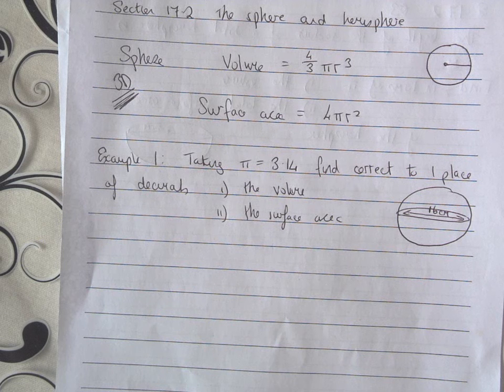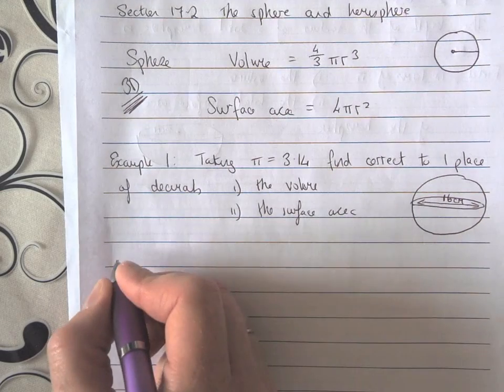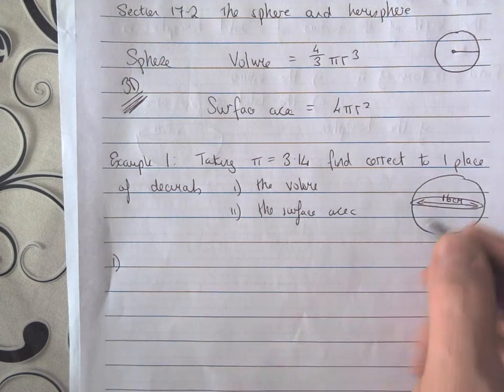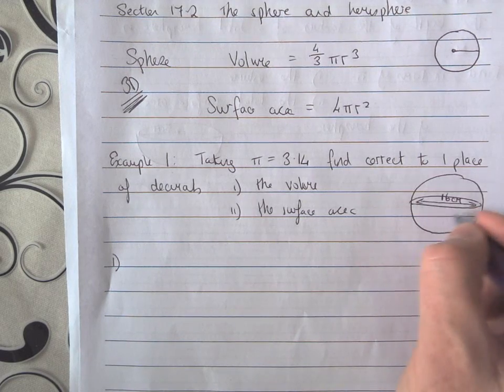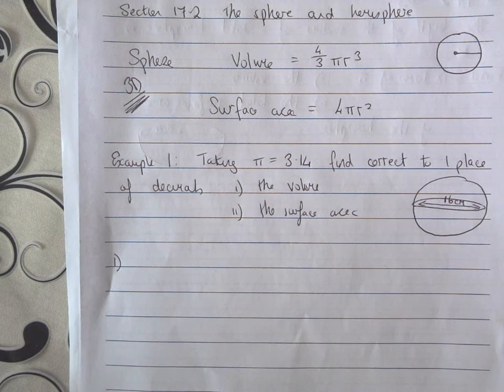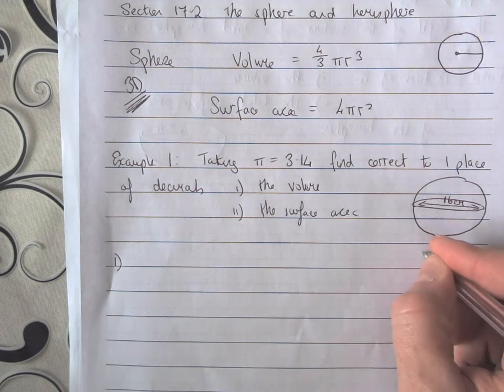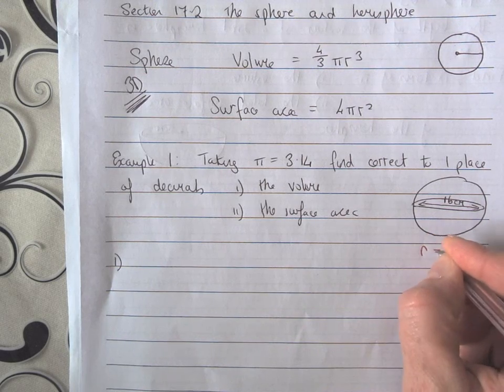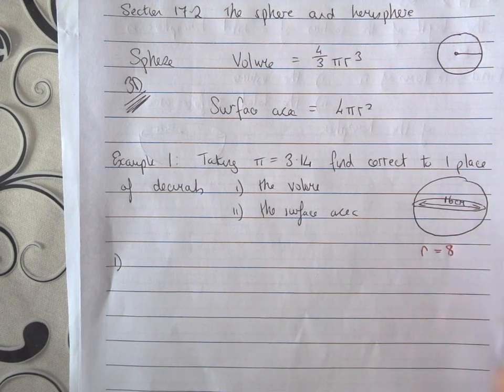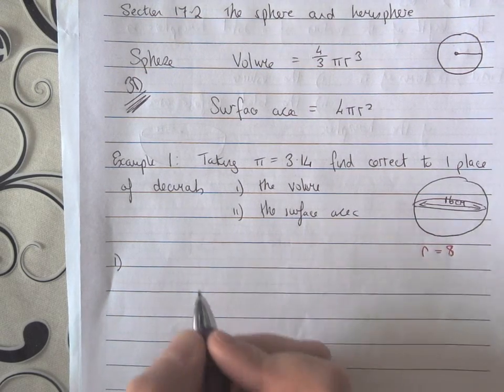Okay, so the first example we're going to do, taking pi as 3.14, find correct to one place of decimals the volume and the surface area. So here we have our sphere. It has a diameter of 16. So always be careful to check that they're giving you the radius, not the diameter. If they're giving you the diameter, you need to half it to get the radius. So the radius is 8. So half of 16 is 8.